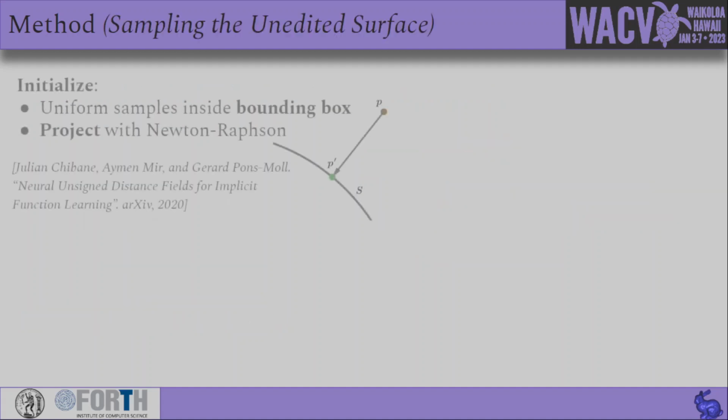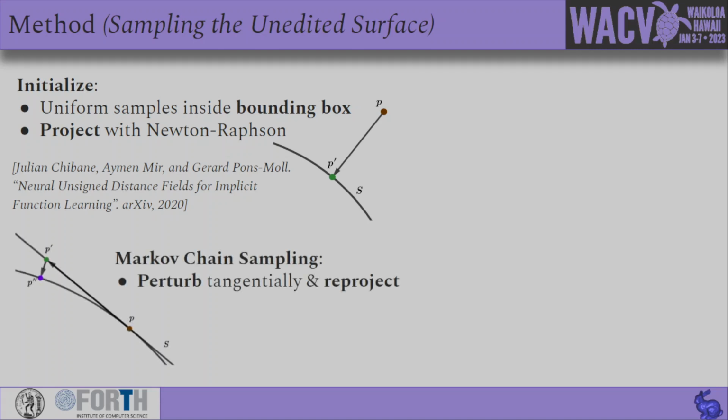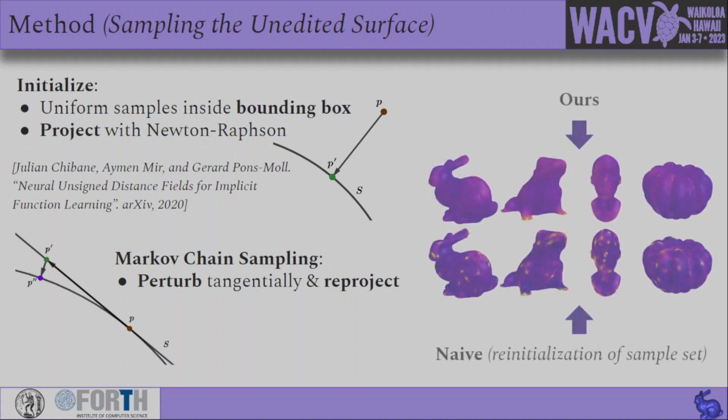Following existing approaches for sampling the implicit surface, we first initialize the sample set by distributing points uniformly in a bounding box of the surface and then projecting them onto it. Then we propose to produce new samples using Markov chain sampling by perturbing the existing ones tangentially and reprojecting them. We saw that this way of sampling produces a much more uniform distribution relative to the naive way of reinitializing a sample set.